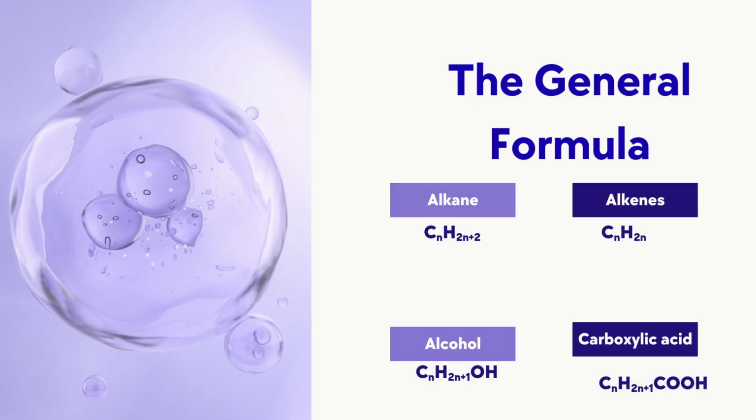Alcohols are organic compounds characterized by a hydroxyl functional group, -OH, attached to an alkyl group. Their general formula is CnH2n+1OH, or R-OH. Carboxylic acids are organic compounds that contain a carboxyl functional group, -COOH, with general formula CnH2n+1COOH.